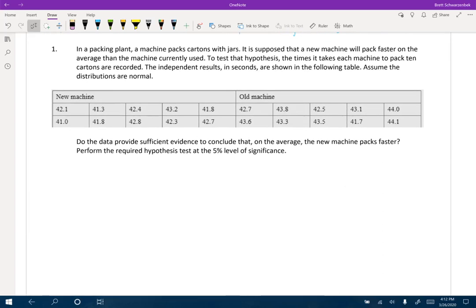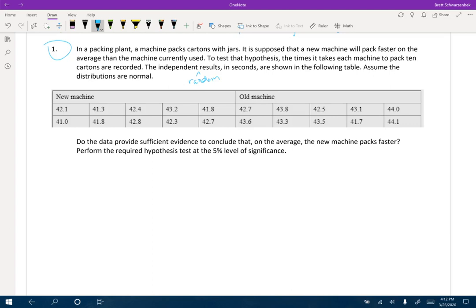So it says, in a packing plant, a machine packs cartons with jars. It's supposed that a new machine will pack faster on average than the machine currently used. To test that hypothesis, the times it takes each machine to pack 10 cartons are recorded. The independent, it should say random, results, that's a typo or an omission, in seconds are shown in the following table. Assume the distributions are normal.